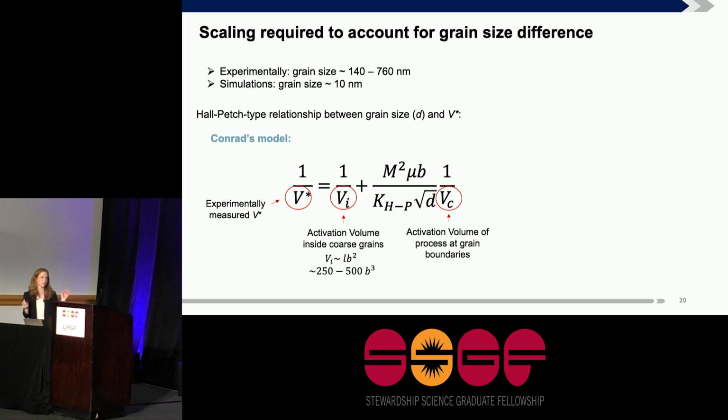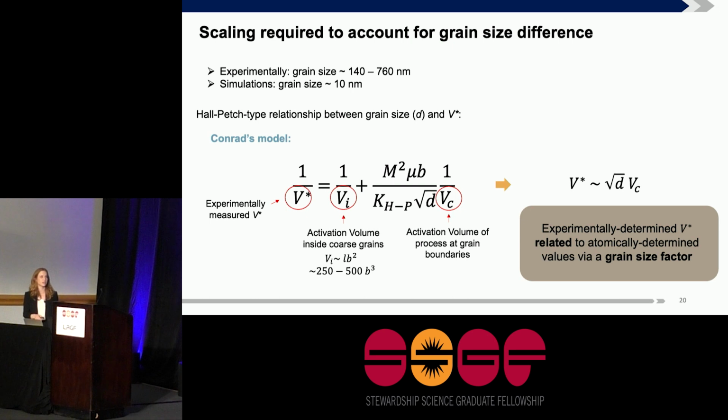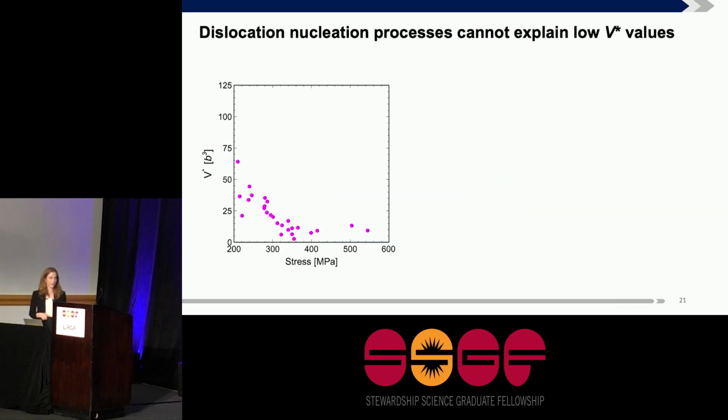And so we can make some assumptions, and basically what this equation tells us is that the activation volume at the sample level that I measure can be related to the local activation volume that the models determine by this square root of D, where D is the grain size. So basically what that says is that as grain size increases, square root of D will increase, and you'd expect that the activation volume itself would increase as well. So now we need to relook at our data, as well as the values from the models.